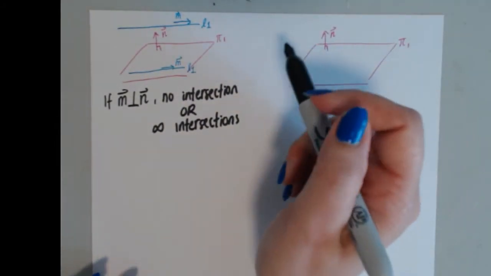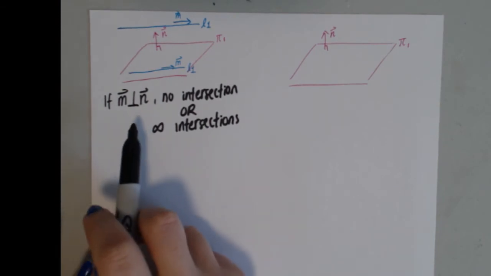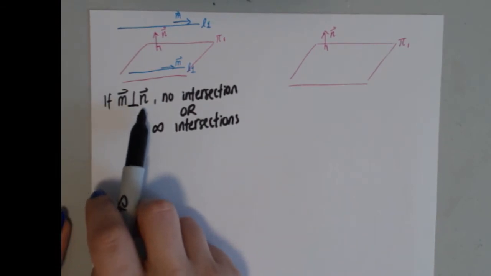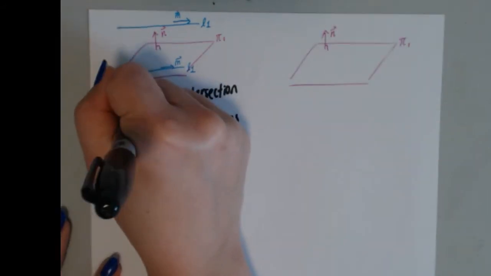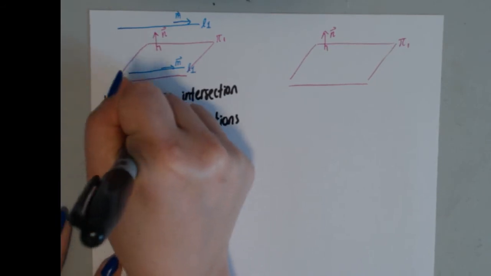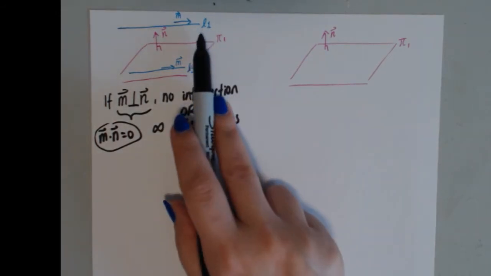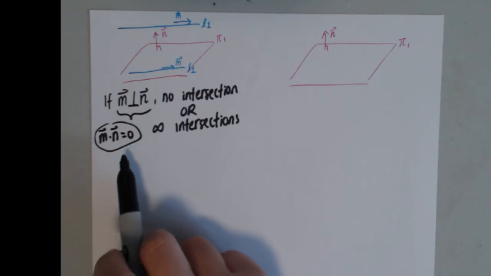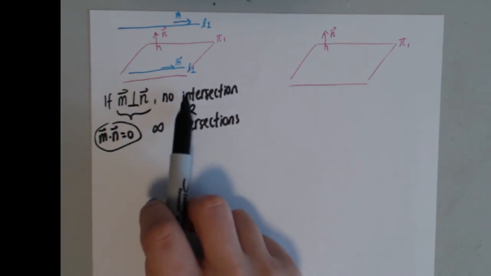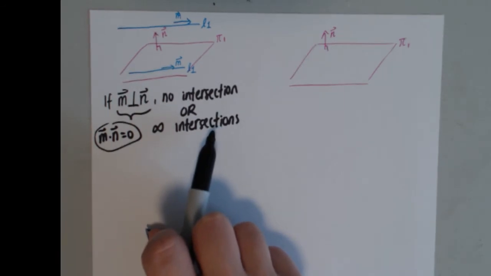Now, I hope that at this point, I've drilled this into you so much that you just recognize it, that when two vectors are perpendicular, you should automatically think that their dot product is 0. So m dot n equals 0. That's a really important consequence. So if the dot product of the direction vector of a line and the normal vector of the plane is 0, that means they're perpendicular. Hence, either there is no intersection between them or there are infinitely many intersections.